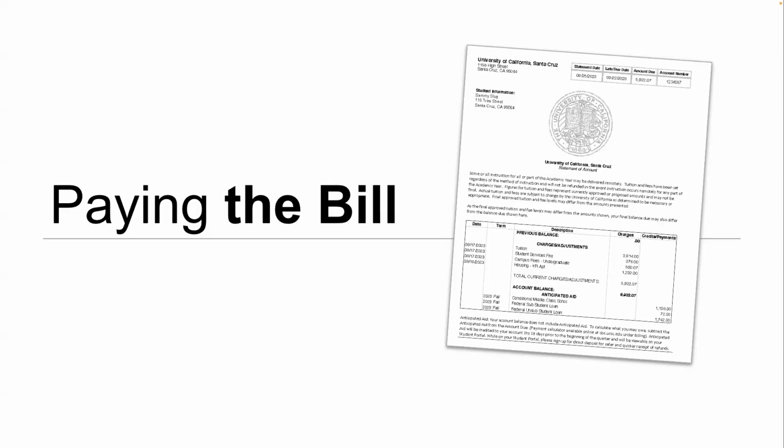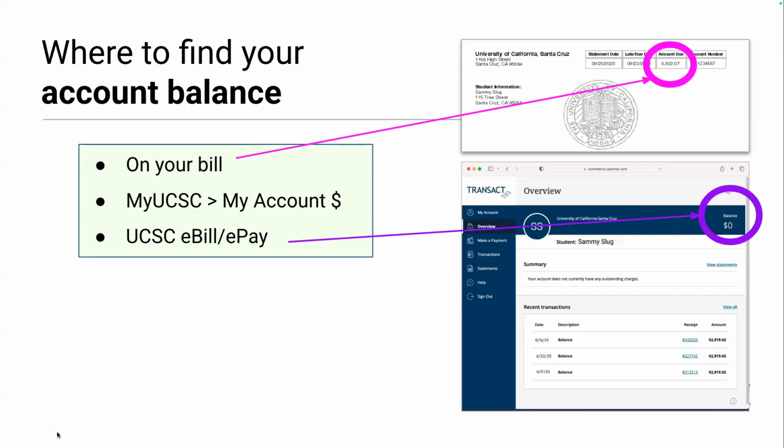When someone says paying the bill, they usually mean paying the total amount owed or the account balance by a specific date called the due date. You can find your account balance in several places: on your UCSC bill, in My UCSC, in the My Account $ tile, and in UCSC eBill ePay.